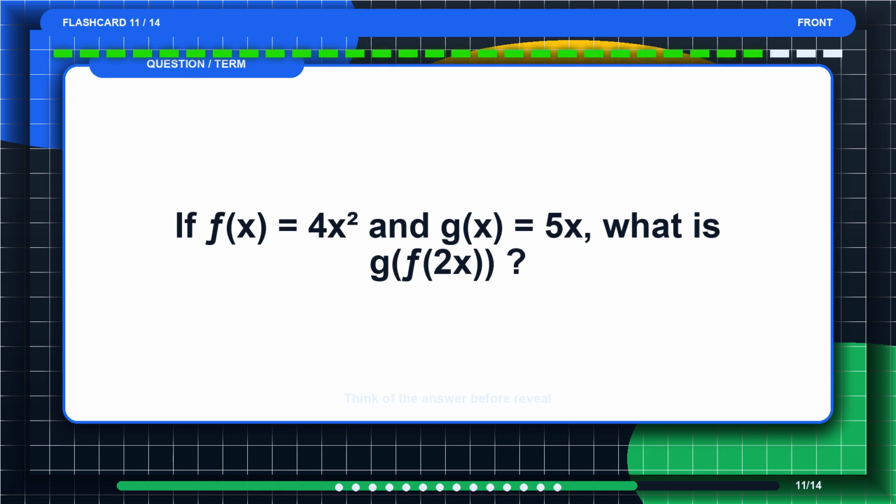Flashcard 11. If f(x) equals 4x² and d(x) equals 5x, what is g(f(x))? Pause and think of the answer before the review.